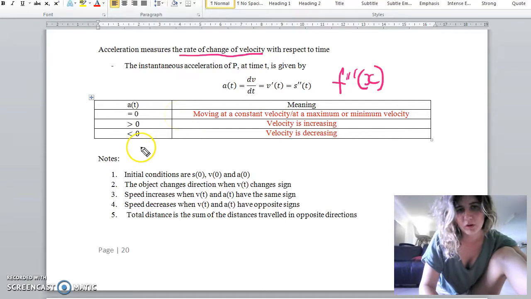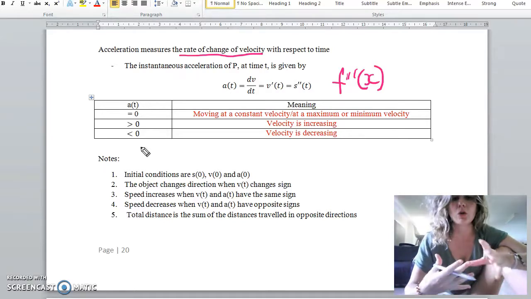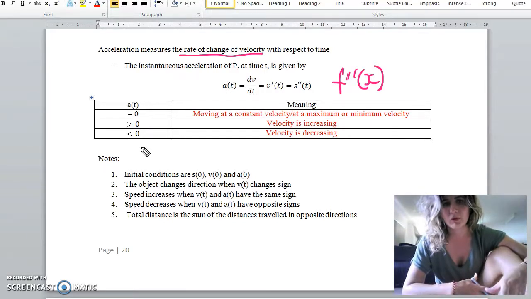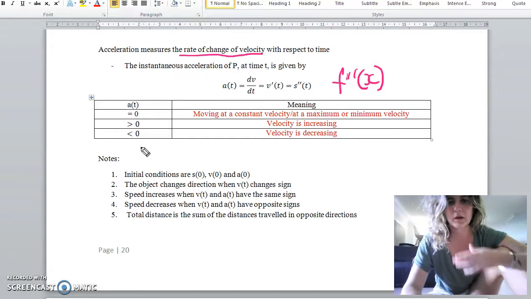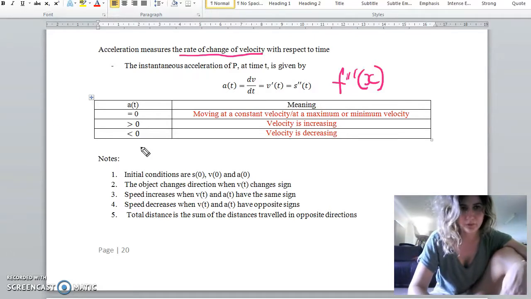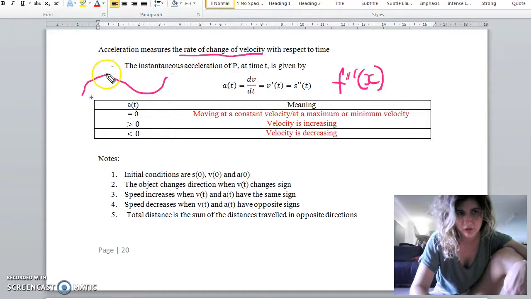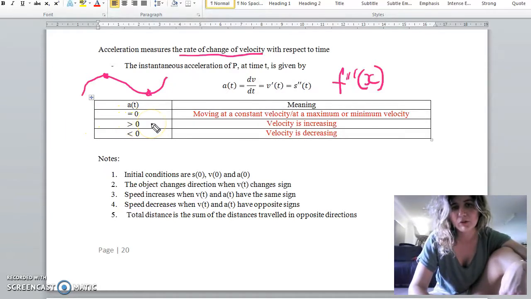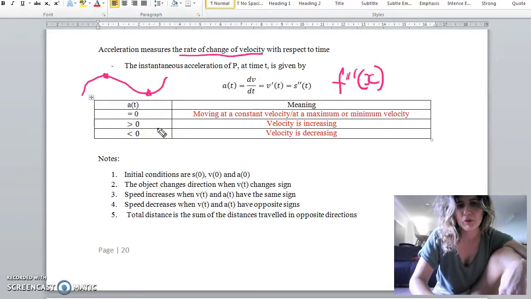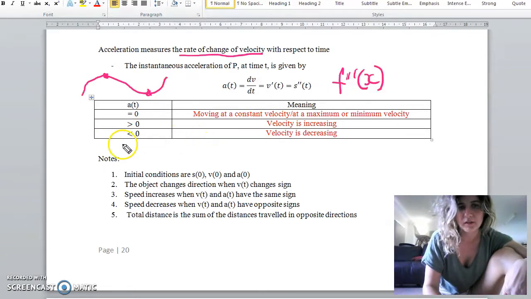If your acceleration is equal to 0, there are a few things that could be happening. You could be moving at a completely constant velocity. Say you're traveling at 10 kilometers per hour, you're neither increasing nor decreasing your speed, so your acceleration is 0. You could also reach a maximum or minimum velocity and then be changing direction, so you're not accelerating. If your acceleration is greater than 0, your velocity is increasing, and if your acceleration is less than 0, your velocity is decreasing.